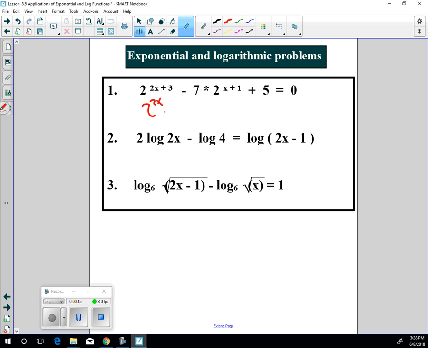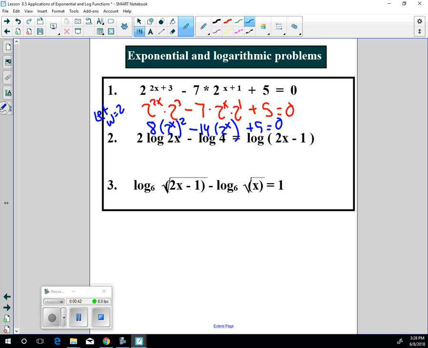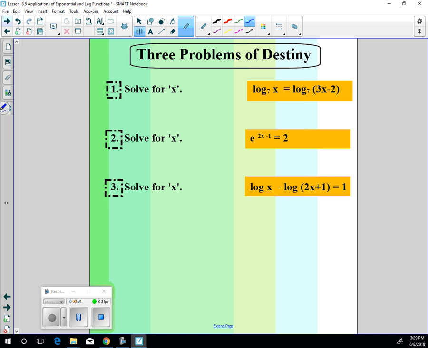2 to the 2x times 2 to the third minus 7 times 2 to the x times 2 to the first plus 5 equals 0. So what happens with this one is we have 8 times (2 to the x) squared minus 14 times 2 to the x plus 5, and you're going to try to factor this. We're going to let w equal 2 to the x. So you have 8w squared minus 14w plus 5. You just go ahead and factor that. And I'll let you try those too. They're pretty good. Here's some other ones for you to practice.